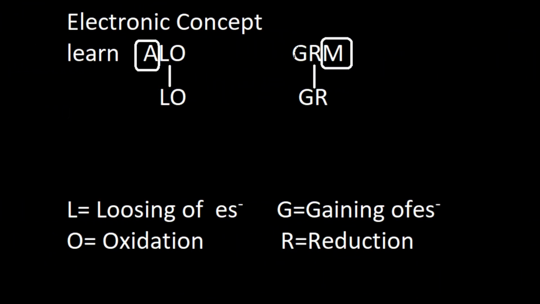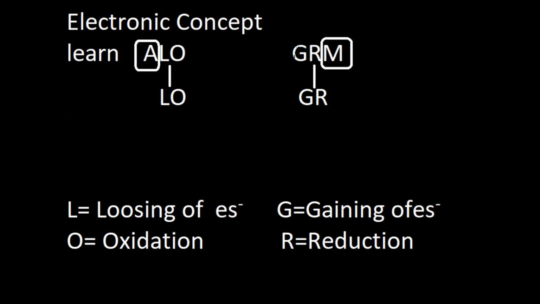Now we are going to discuss the most important part of this topic from which most of the questions can be asked, that is the electronic concept of redox reaction. Addition of oxygen or hydrogen and removal of hydrogen and oxygen are already explained. Now we focus on what is LO and GR. For better learning, can we say Alu Garam? If we remove the first and last alphabet, that is A and M, of this word, what is left over? That is LO and GR.